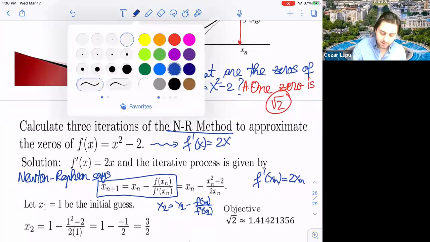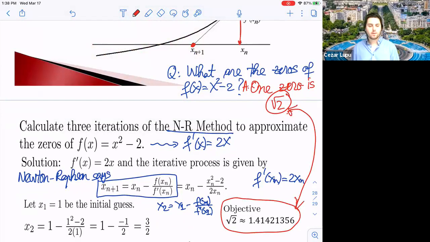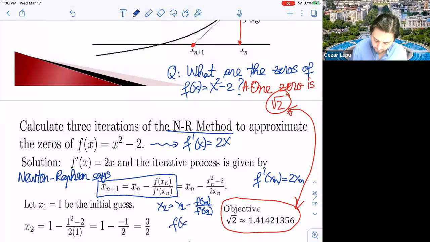So keep in mind that we have this objective. So we need to approximate square root of 2 in some way. Right? So keep that in mind. So x2 will be nothing else than just 1 minus (1 squared minus 2) over (2 times 1), right? Because f of x1, we just need to evaluate. So let me write it here. So f of x1 and f prime of x1.